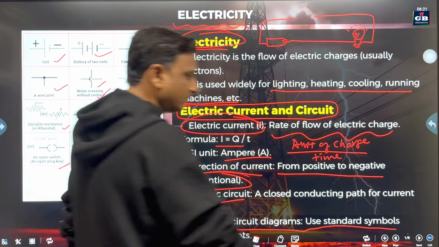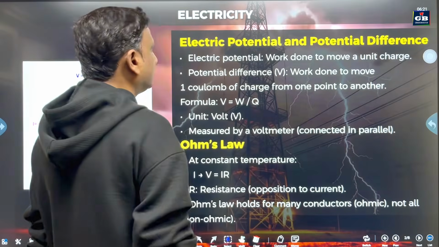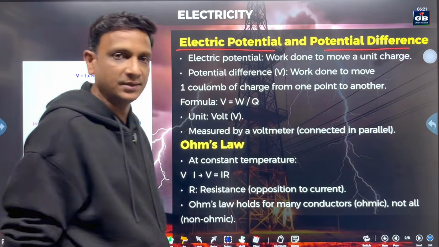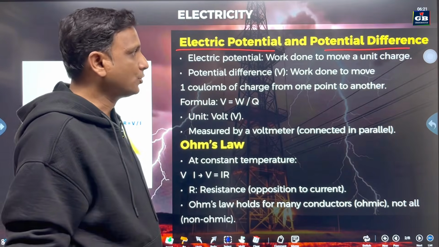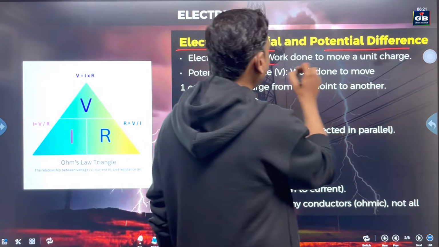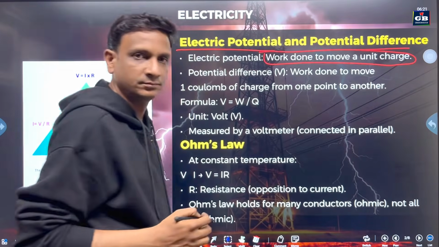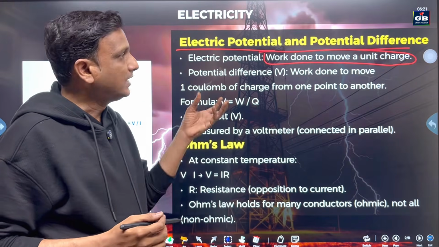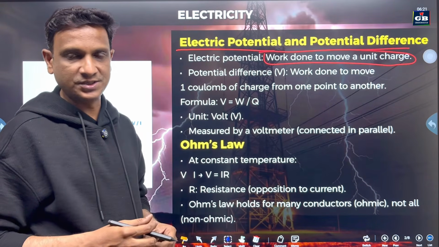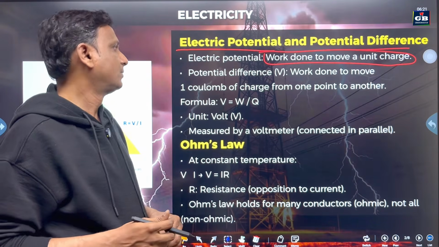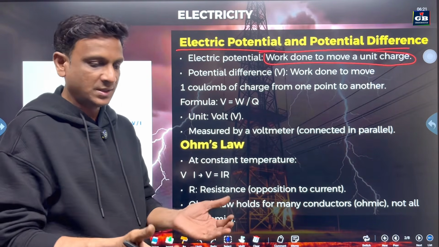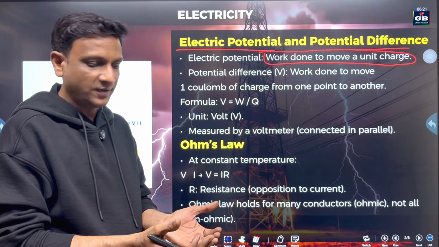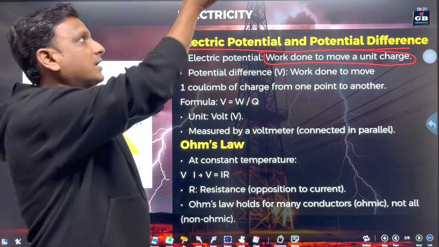Okay, next, let us move to the next topic: electric potential and potential difference. What is electric potential? Work done to move a unit charge, that is electric potential. That means I have a ball in my hand, and I would like to take this ball from here to here and place it here.